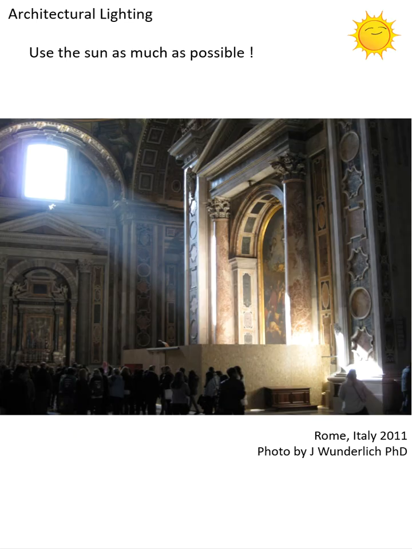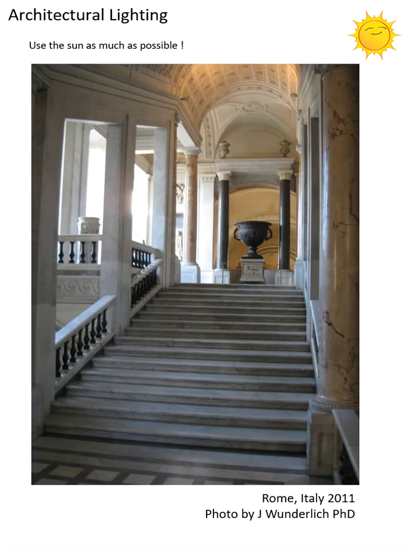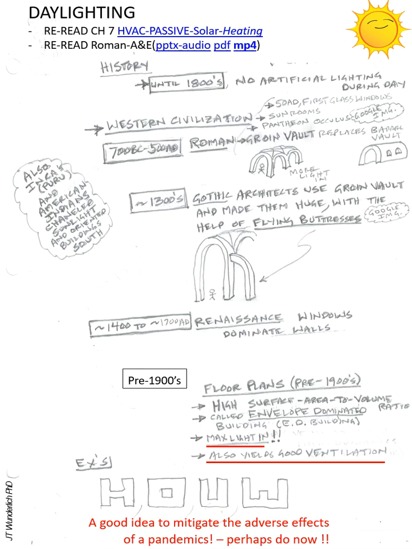So firstly, we always want to make maximum use of the sun, the natural lighting. Passive, you always want to do passive things first before active. And these are some photos from Rome that I took in 2011. So we want to speak of daylighting first.